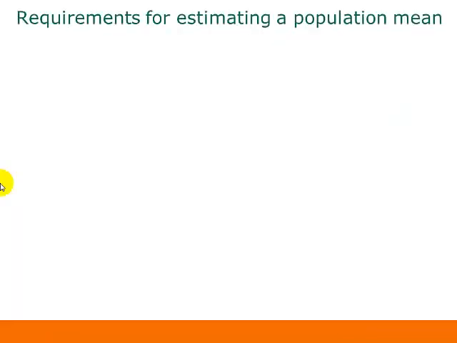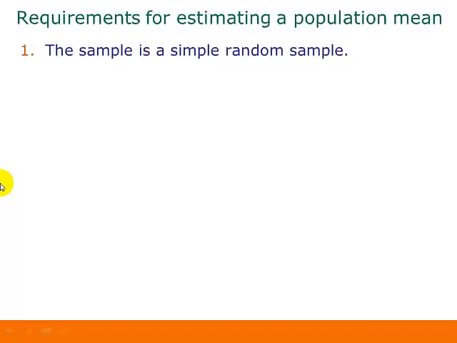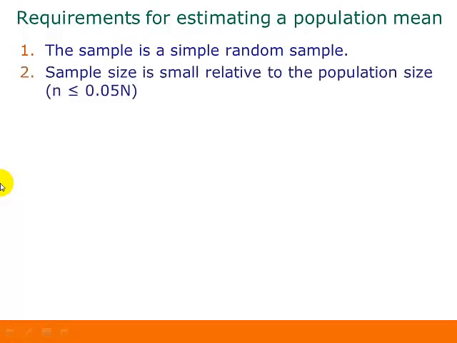So first we need to talk about requirements for estimating a population mean. First, the sample is a simple random sample. Second, the sample size needs to be small relative to the population size. So if we have a finite population, then our sample size needs to be less than or equal to 5% of that population size.